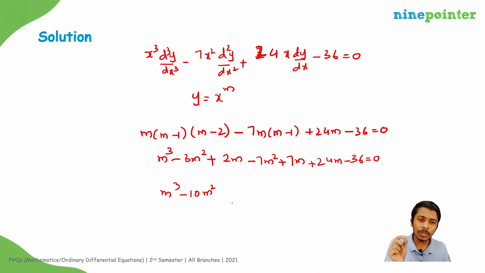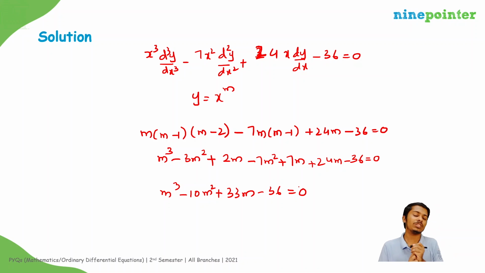Then plus 2m plus 7m, that is 9m, plus 24m. So it gets converted to 33m, and we have m minus 36 as a single constant, which is equal to 0. Okay, so this is our auxiliary equation, and we have to solve this cubic equation.